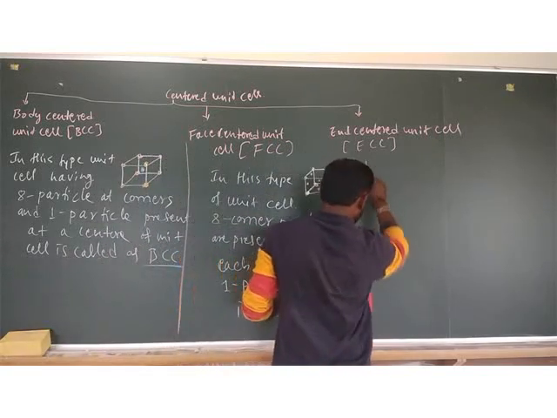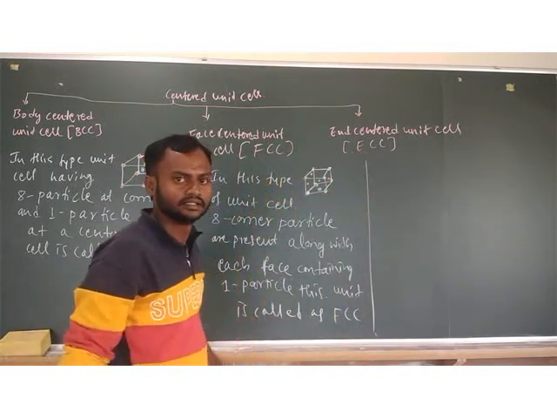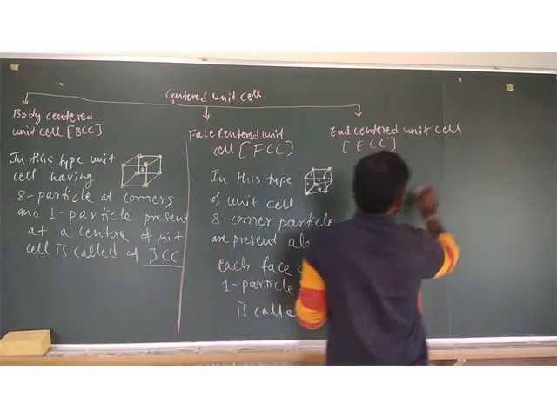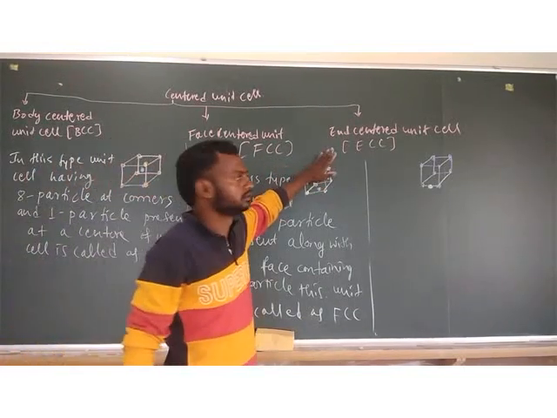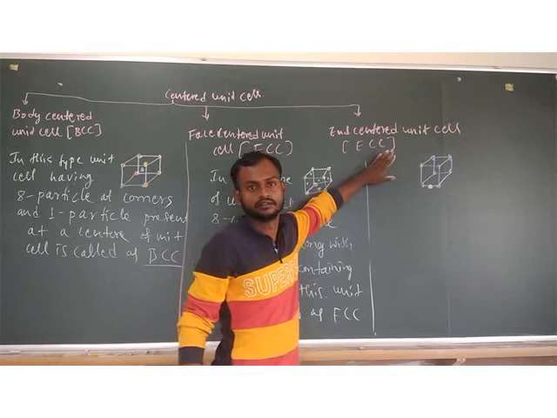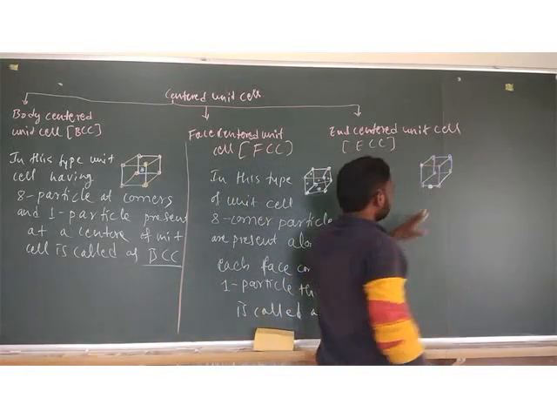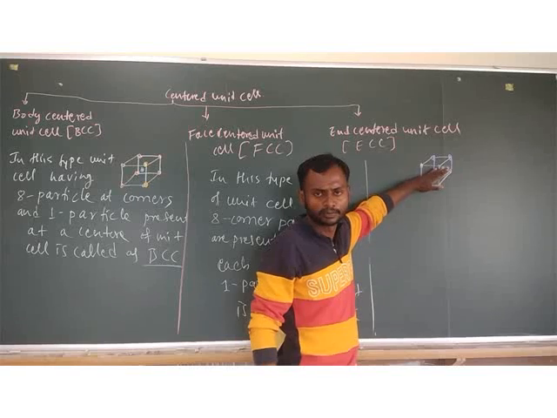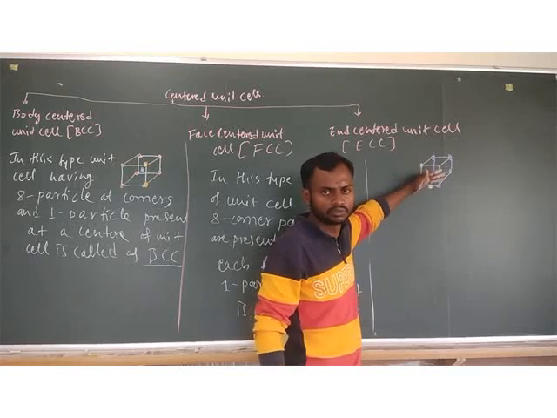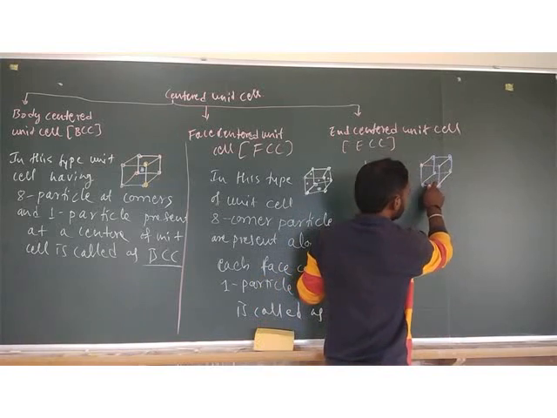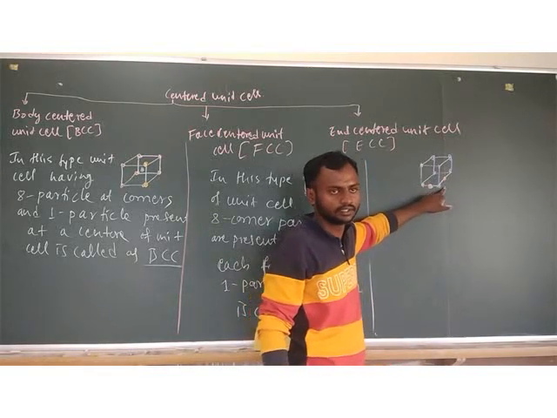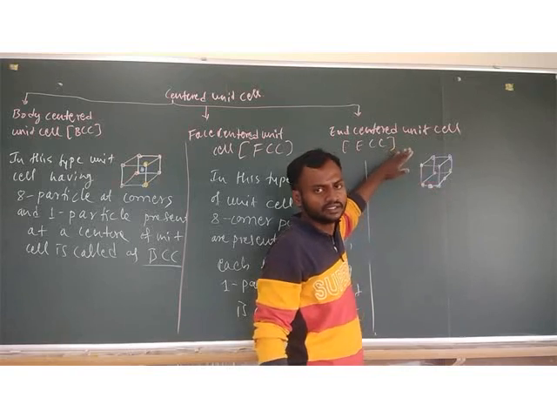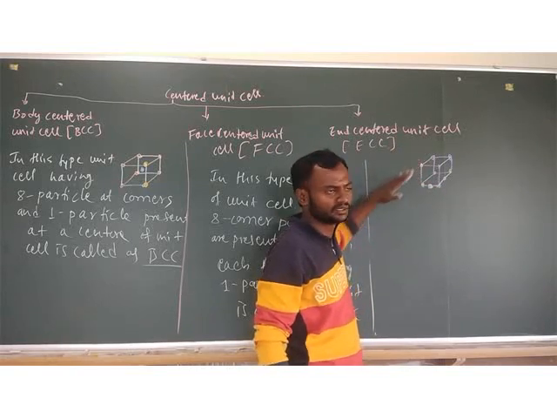And come to the next point, end centered unit cell. End centered unit cell means, in this end centered unit cell, there are 8 corner particles present, along with one particle present at the end of the 2 opposite faces. So this type of unit cell is called an end centered unit cell.